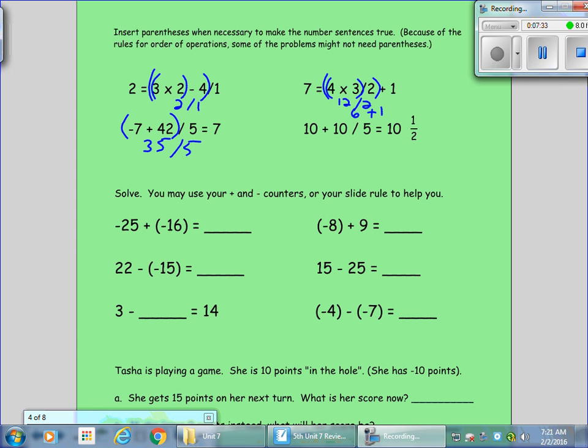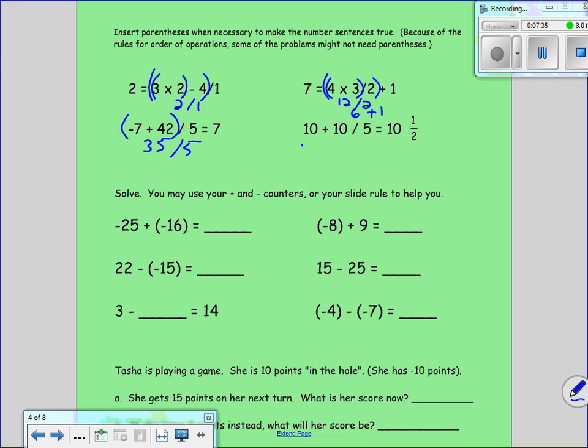This next problem right here, there's a typo. It should be written like this. 10 plus 5 divided by 10 equals 10 and a half. This makes a little more sense. So you're going to put 5/10 in parentheses. So then you'll get 10 plus half equals 10 and a half.